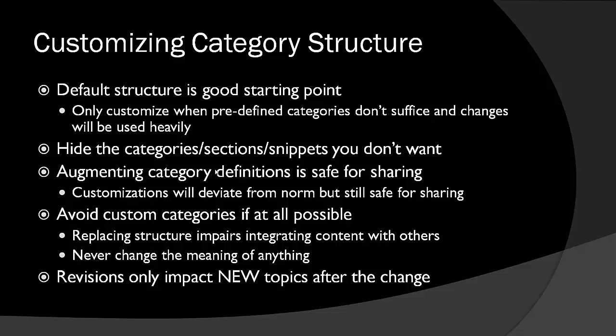Augmenting categories is safe for sharing your content. So if you add a new section type, or if you add new snippets of different types to, just like, the individual category or the location category or something like that, all your new content will include that stuff, and your new additions will come down in everything when somebody imports your content. They won't have that for their own content, but they'll have it in all of your content.